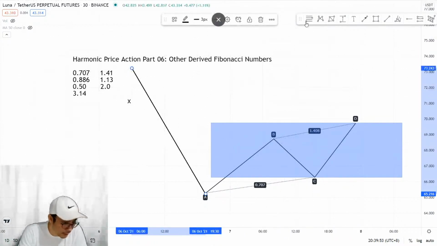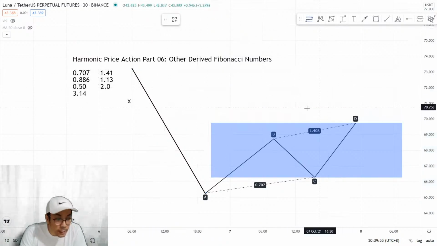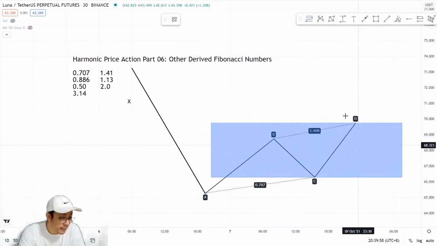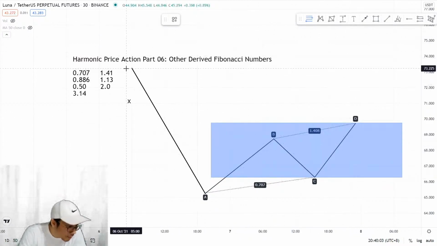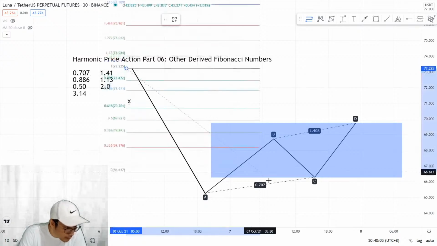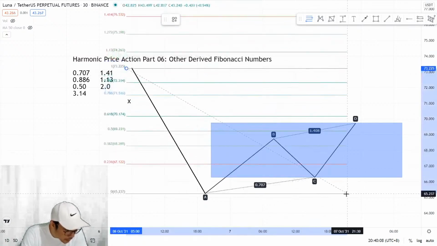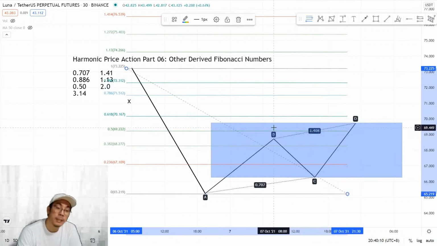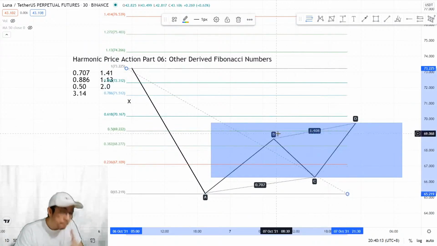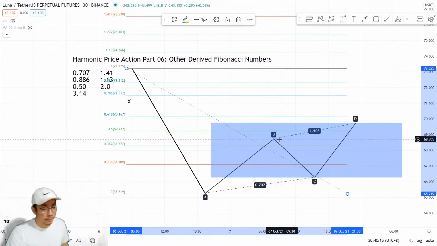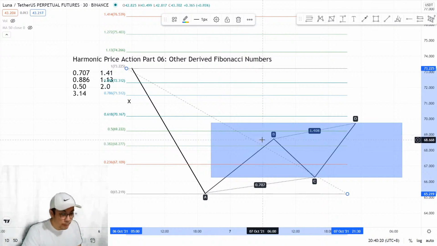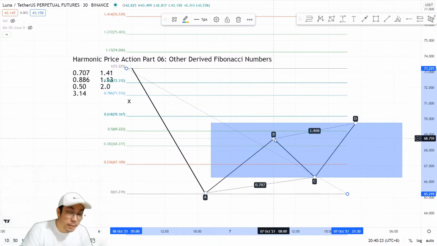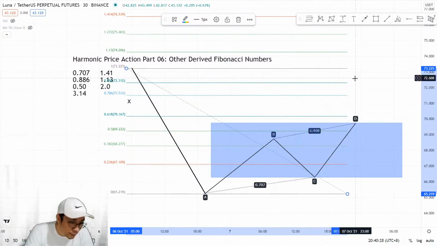So, let's just check. It didn't matter, so that's why I gave this as an example instead of a 5-point pattern. But still, let's go through this. From here to here, as you can see, it didn't even reach the 50%. So if there's something that's going to be formed here, definitely it's not a Gartley pattern. And if there's something to be formed in this one, it's most probably a bat pattern.